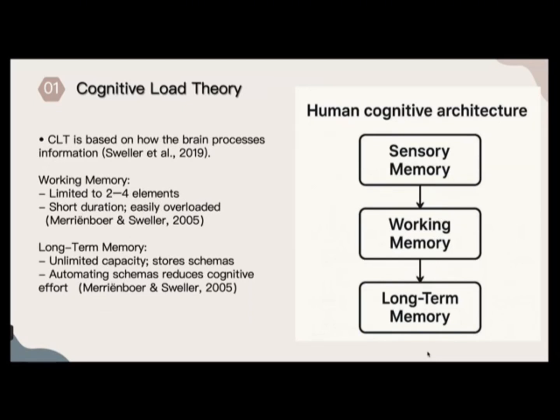According to Sweller et al., human memory consists of sensory memory, working memory, and long-term memory. Working memory is limited to 2 to 4 elements, has short duration, and is easily overloaded. Long-term memory has unlimited capacity and stores schemas. Therefore, effective instructional design should help learners build and automate schemas to reduce the burden on working memory.